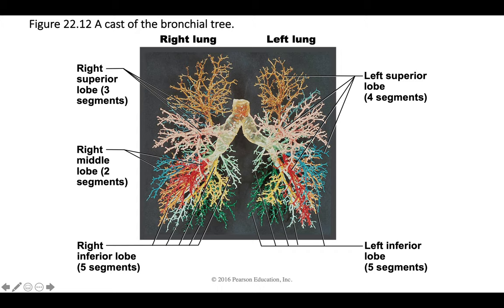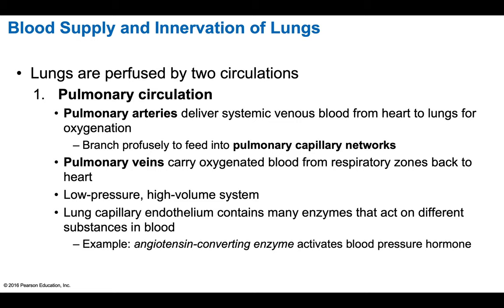The lungs are perfused by 2 circulations: pulmonary circulation and bronchial circulation. For pulmonary circulation, systemic venous blood that needs to be oxygenated in the lungs gets delivered by the pulmonary arteries, which we find lying anterior to the main bronchi. In terms of pressure and volume, we find the pulmonary circuit to be a low-pressure, high-volume circulation.